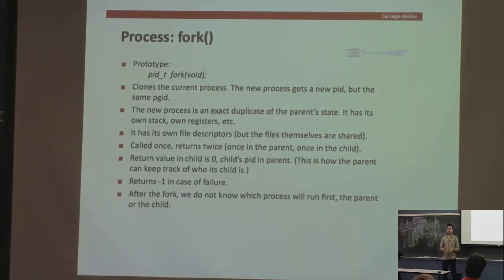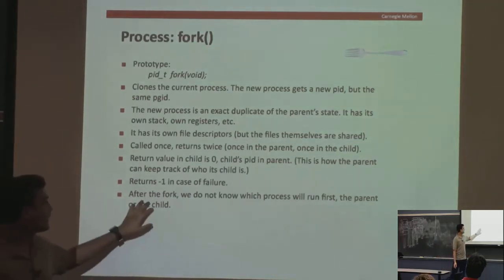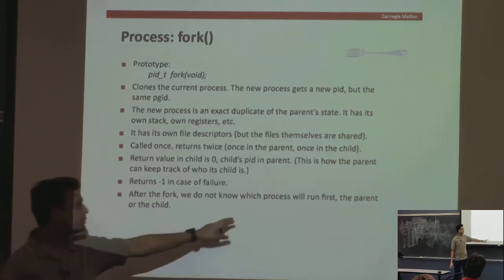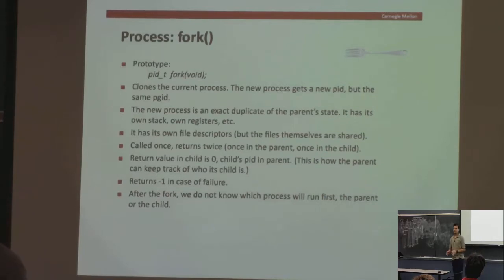Now the biggest important thing that you will have to keep in mind is that after you do a fork, we cannot, as a user, really determine if the parent will run first or the child will run first. This is completely up to the kernel, and the kernel will decide whom to schedule first.